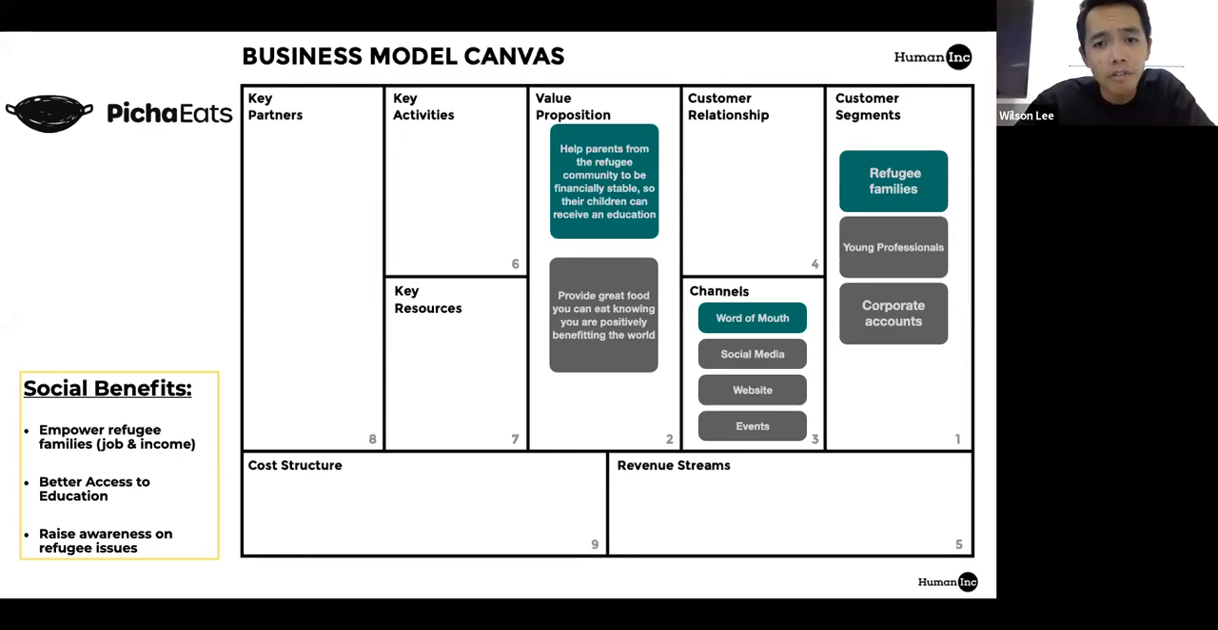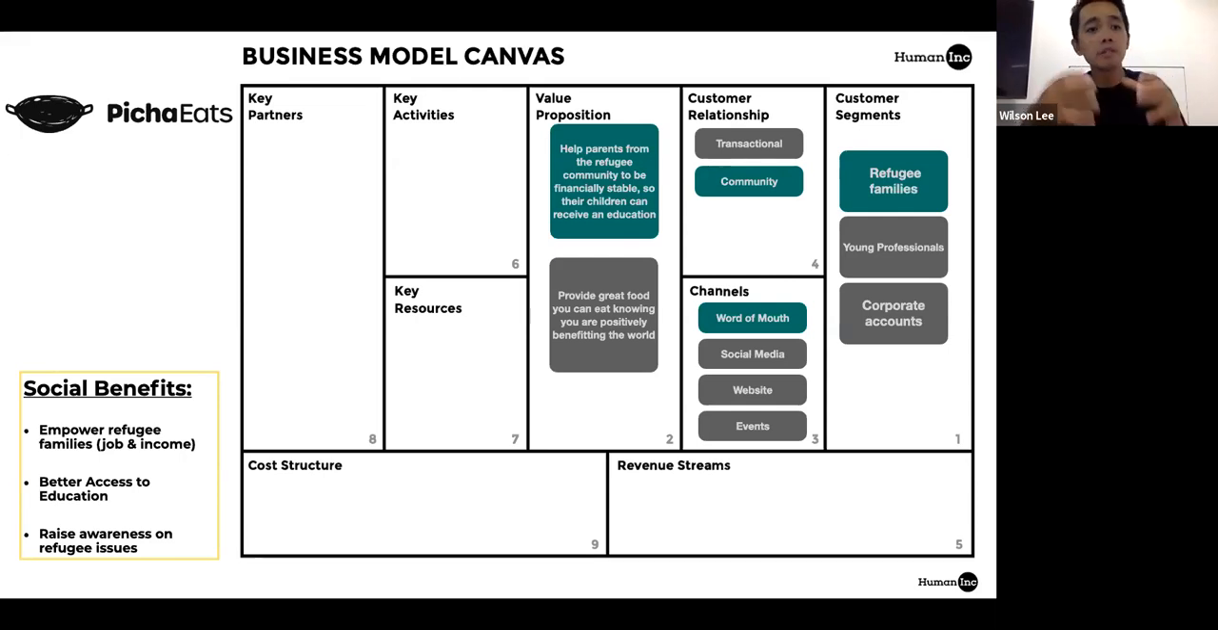So channels, of course, for refugee families, probably the main source of distribution is word of mouth. And I'm sure everyone is also on social media, events, and websites. I think this is quite normal and common. And for the customer relationship, yes, it's transactional. So you are mainly buying meals. It's a one-off. You're not buying a meal every day or like a subscription model. They might be launching one, I don't know.